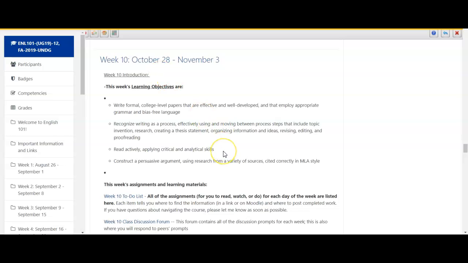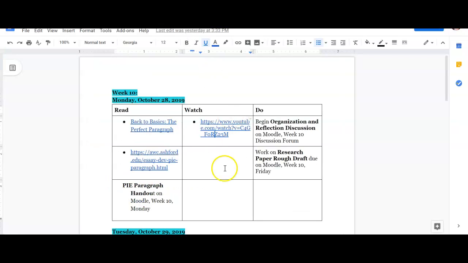This week we are going to work on organizing our essays, paragraph structure, and working on our rough draft, which will be due on Friday. So let's take a look at the week 10 to-do list. For week 10, we're going to start the week by looking at paragraph structure and organizing our essays. We'll also have a discussion post about organization, which will ask you to reflect on some of your writing from earlier in the semester to look at it for organizational strategies.